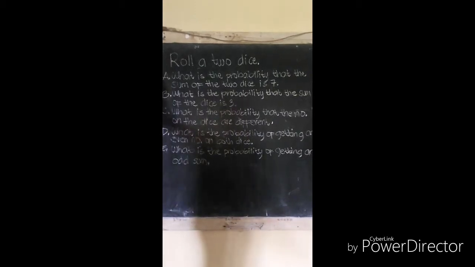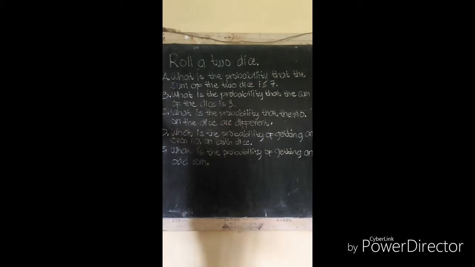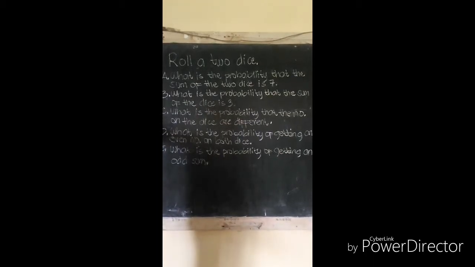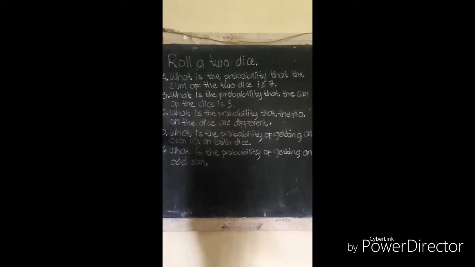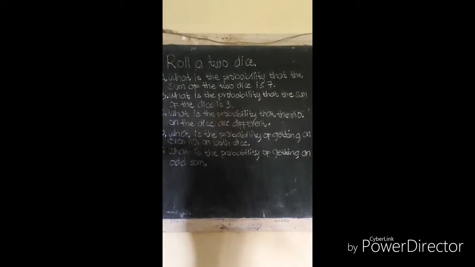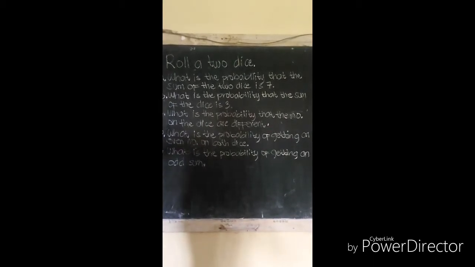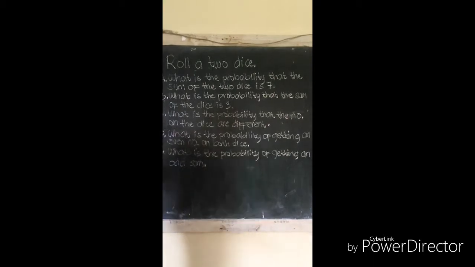Two dice. A. What is the probability that the sum of the two dice is 7? B. What is the probability that the sum of the dice is 3? C. What is the probability that the numbers on the dice are different? D. What is the probability of getting an even number on both dice? E. What is the probability of getting an odd sum?